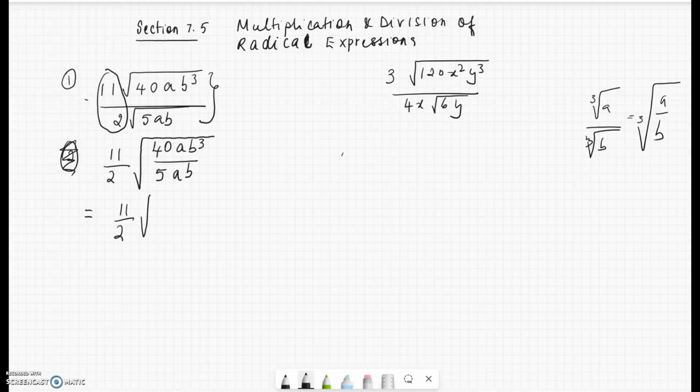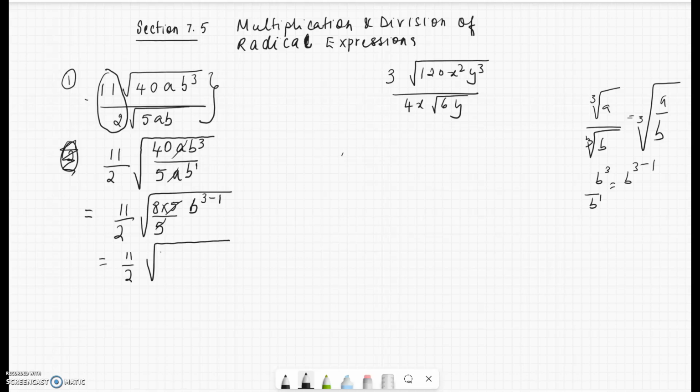If anything cancels, we're going to cancel that. 5 goes 8 times into 40. 5 8s are 40. The a's cancel, and b cubed over b to the 1 is b to the 3 minus 1. So the 5 gets cancelled, and this is b to the 3 minus 1 because that's a 1. This is equal to 11 over 2.